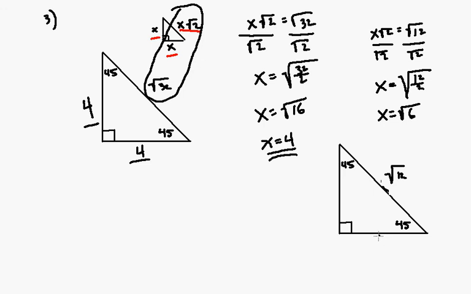I can't do anything more with that, so I'm just going to leave it. X is going to be the square root of 6, and that's going to be the square root of 6. And that's it.